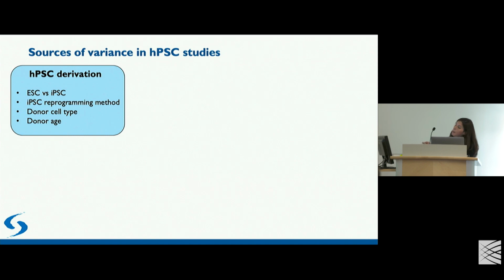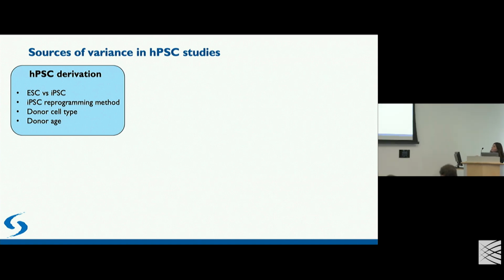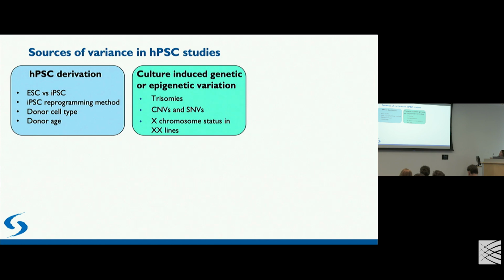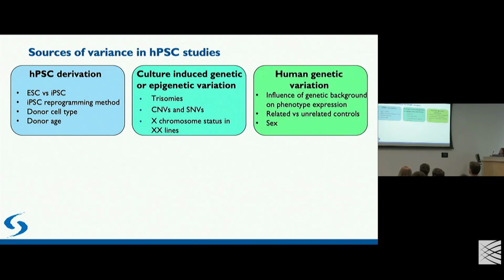So there are many factors that could impact the presentation of cellular phenotypes in vitro, regardless of the genetic basis of disease. These include differences in human pluripotent stem cell derivation, whether we're using embryonic or induced pluripotent stem cells, which method has been used to reprogram the induced pluripotent stem cells, the donor cell type, and the donor age. Many genetic or even epigenetic variations can arise over time in culture, such as trisomies, copy number variants, and X chromosome status in the female lines, which I'll discuss some more. And human genetic variation can also influence phenotype expression. It is important, for example, whether we're using related or unrelated controls and which sex the cell lines are.